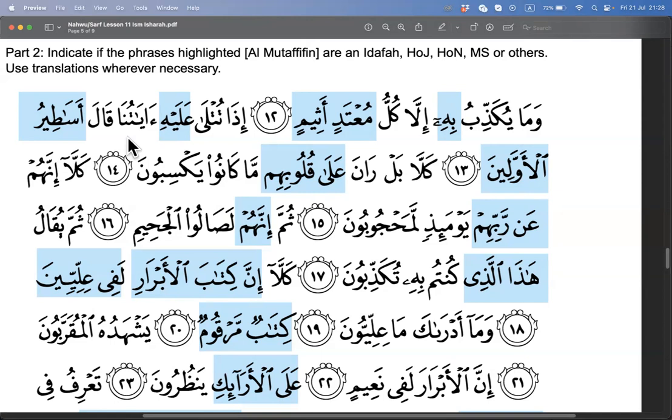Mudhaf and mudhaf ilaihi. Where's the mudhaf? Where's the mudhaf ilaihi? Ayatu, and then na. Very good. Ayatu, what is the number and gender?